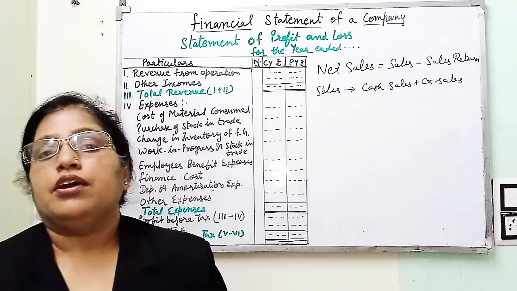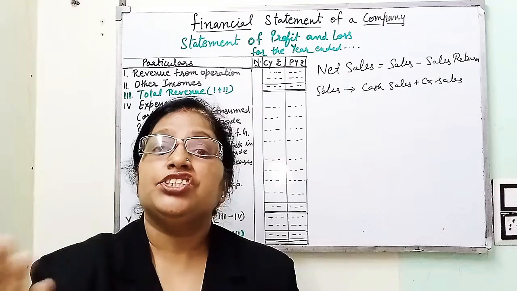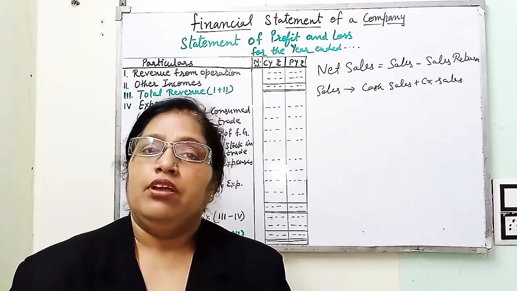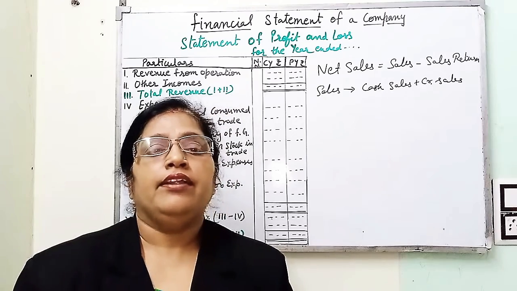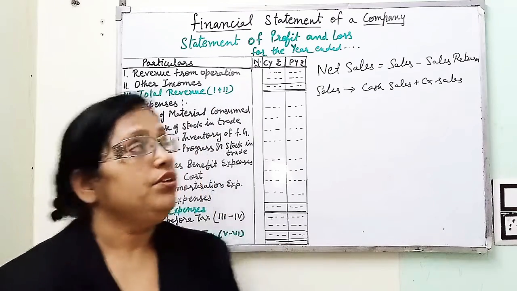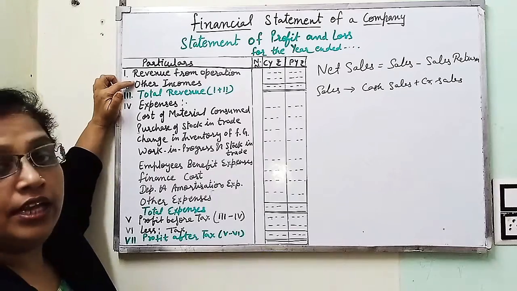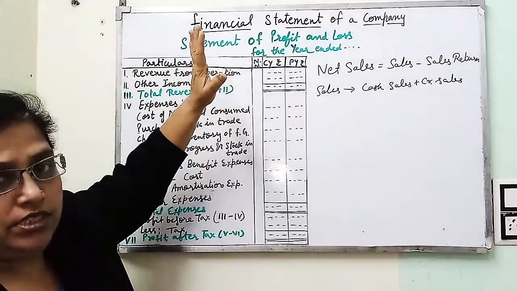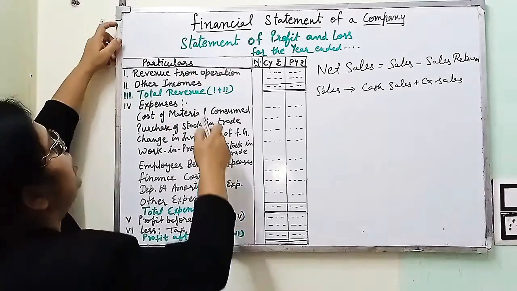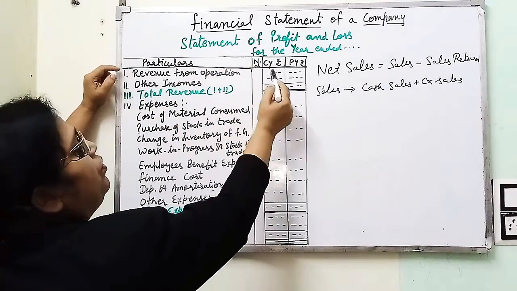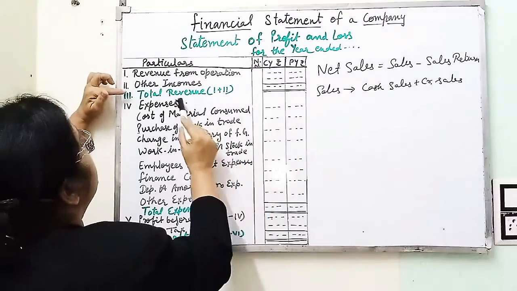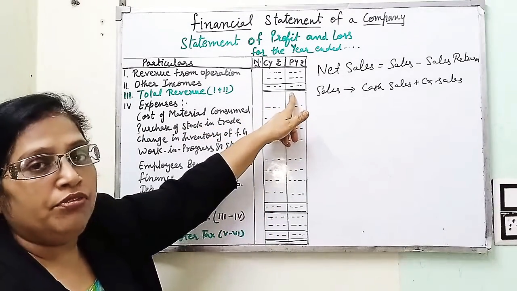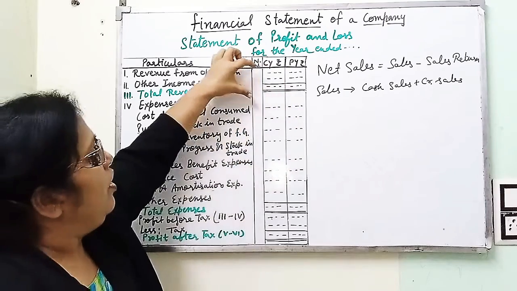Now we have to add all this to other incomes, also include interest earned. For example, the company has invested money in purchasing shares or debentures of other companies, and they have invested in partnership firm. They have given the loan, and on that they are getting interest. So that is also included in other incomes, because that is the earning, but out of operating activities. So in case of revenue from operation, both incomes are to be included. This will come as total revenue for the company for a particular period of time.